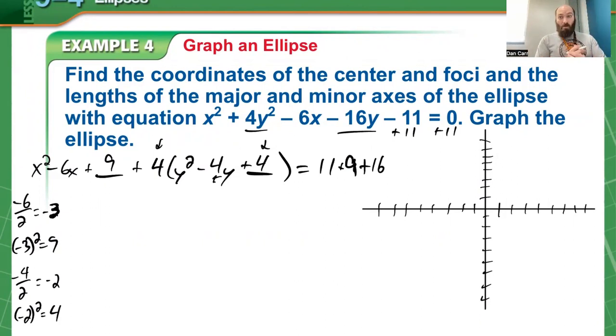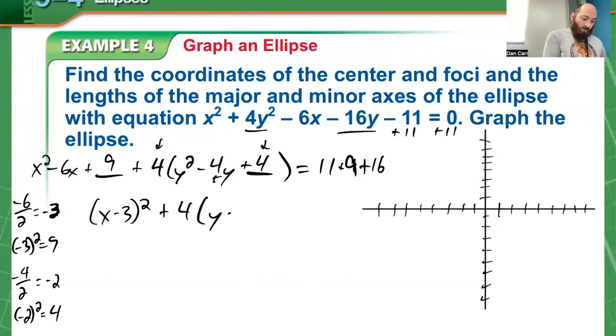Now, again, by completing the square process, I'm going to go ahead and complete the square for both the x's and the y's. So x squared minus 6x plus 9 is going to factor into x minus 3 squared. 4 times y minus 2 squared gives me my completing the square there. 11 plus 9 is 20, plus 16 is 36. Standard form of an ellipse.